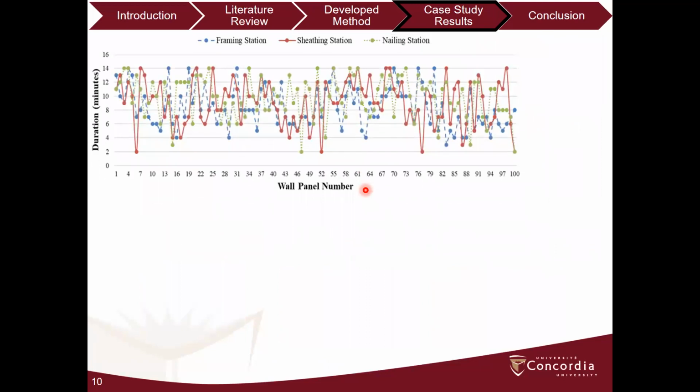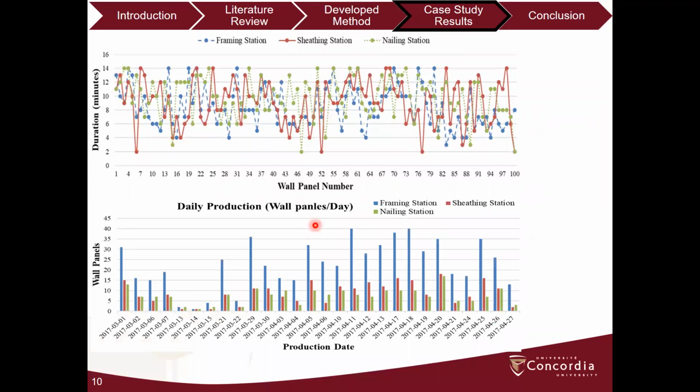The process times at workstations were collected by the modular fabricator company using an RFID system. In this respect, initial data visualization was performed to gain insights into the production line. For example, at the sheeting station, the processing time of wall panel 3 was 9 minutes, wall panel 4 was 12 minutes, and wall panel 6 was 2 minutes. So this variation in process times affects the daily productivity of the workstation, causing an imbalanced production line.